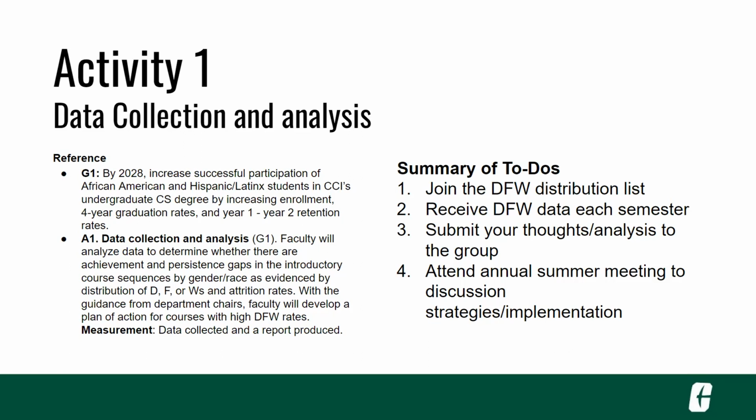These are the to-dos. The first activity is data collection and analysis. If this is something you're interested in, we're really talking about DFW rates. Contact me. I will put you on a DFW distribution list, and we will make this part of a semester activity where you get anonymized DFW distribution information. You'll get that data each semester.